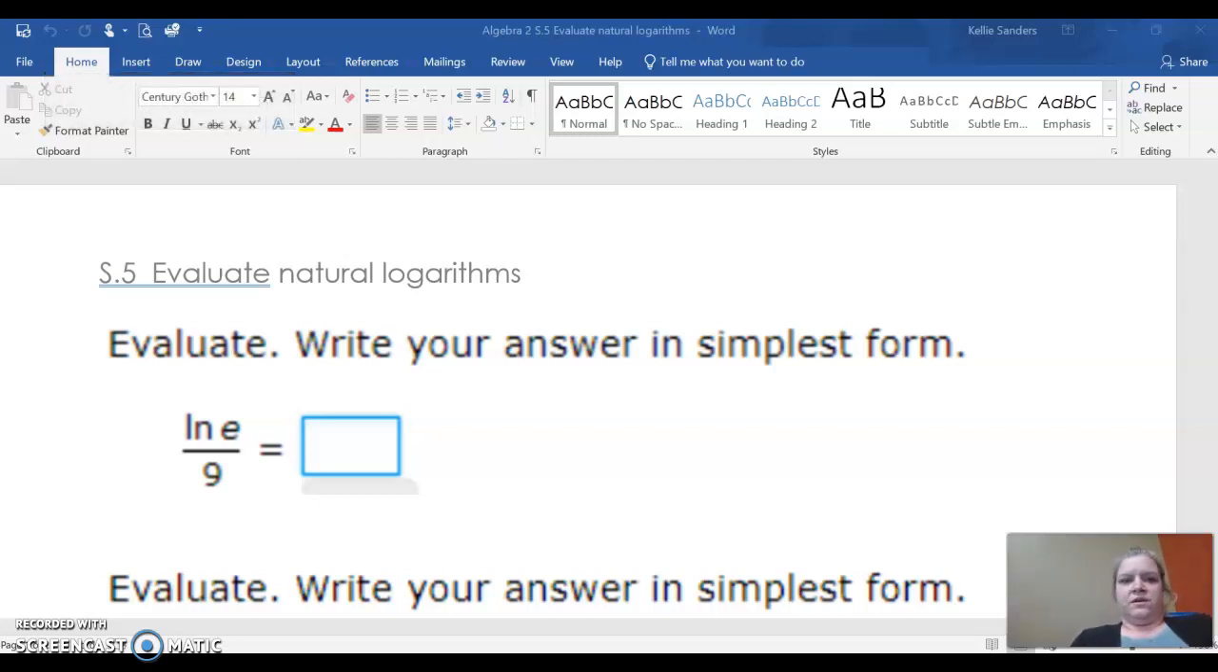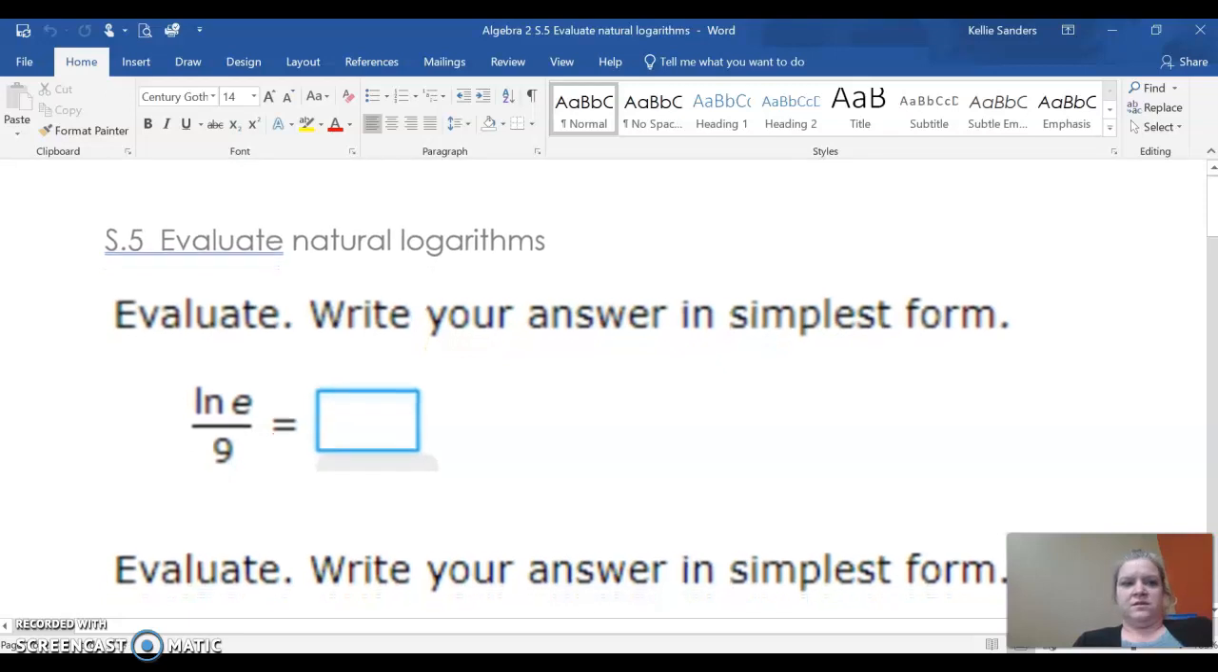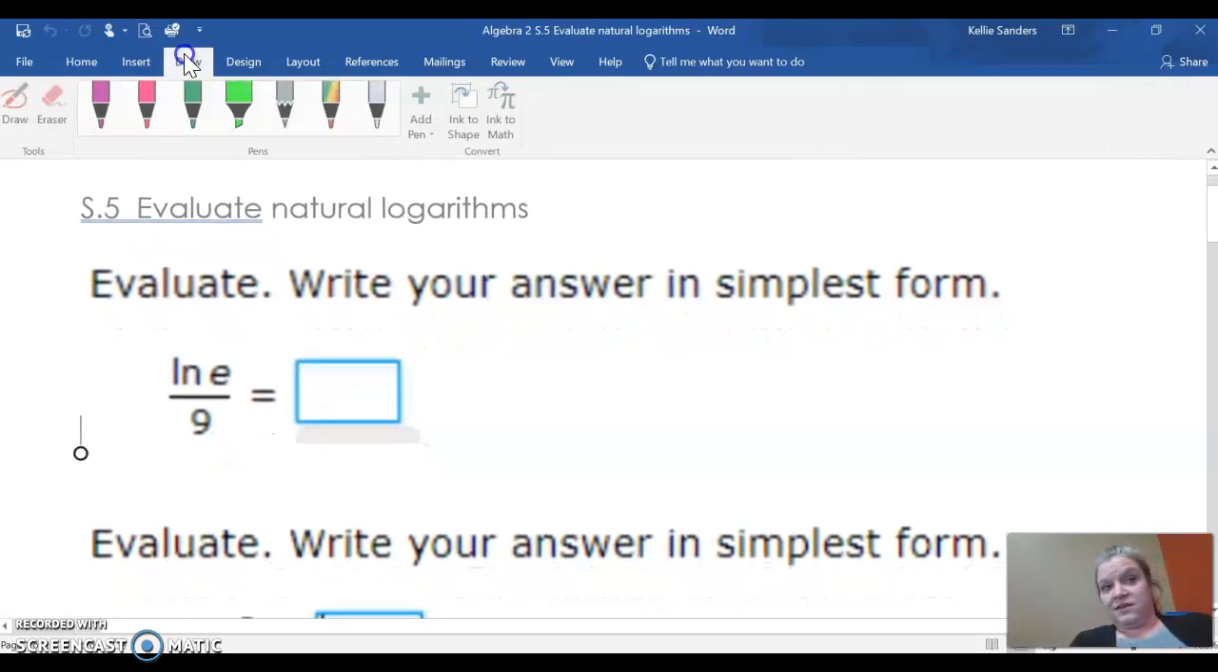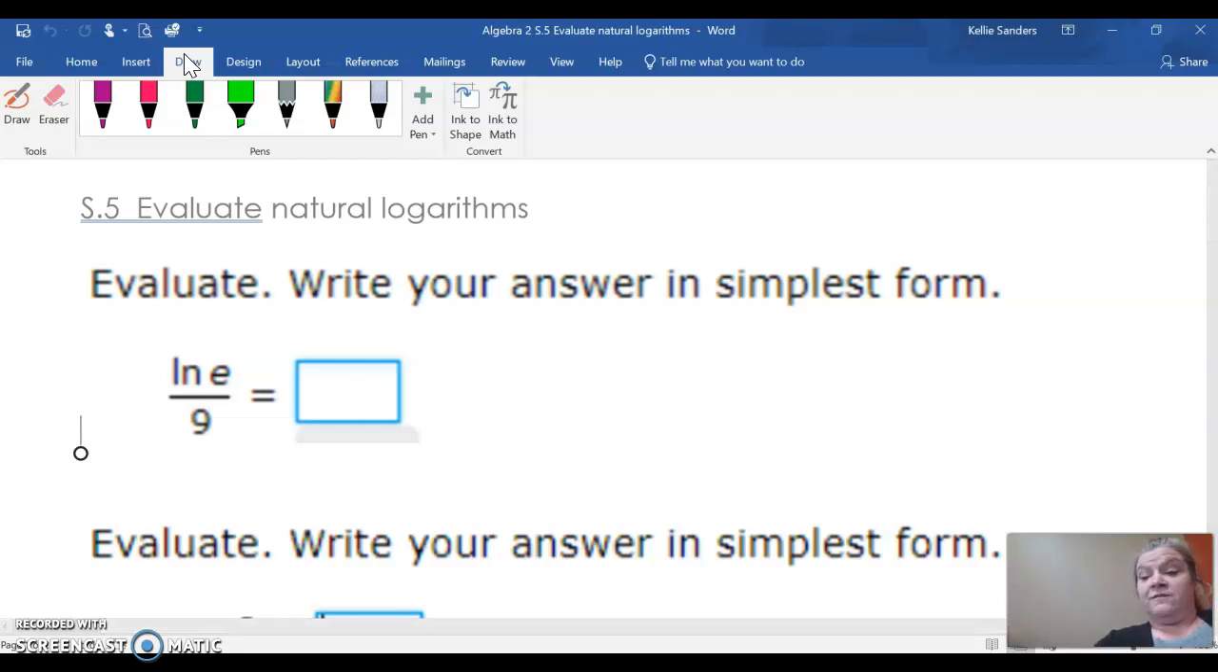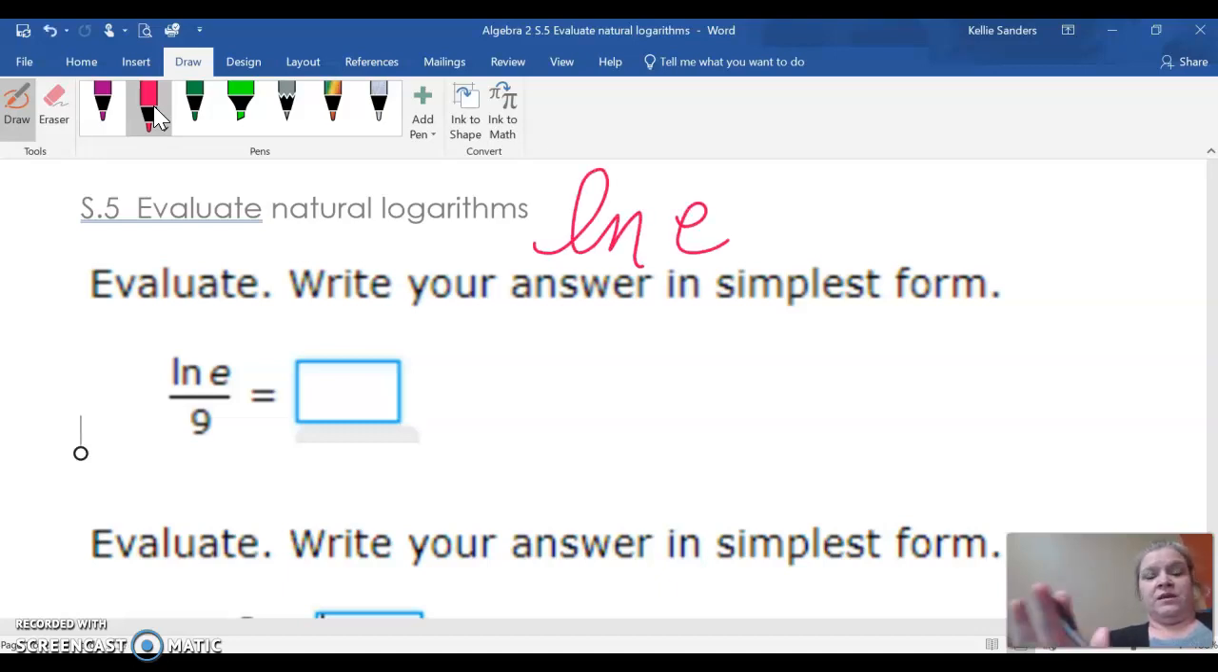Right, S5, we are going to evaluate natural logarithms, and I think that you will, if not enjoy it, appreciate it, or vice versa. And so the thing to know about natural logs is if you have a natural log e, and this is automatically an e right there, but basically natural log e. If you have natural log e, it will equal 1, or they cancel each other out.